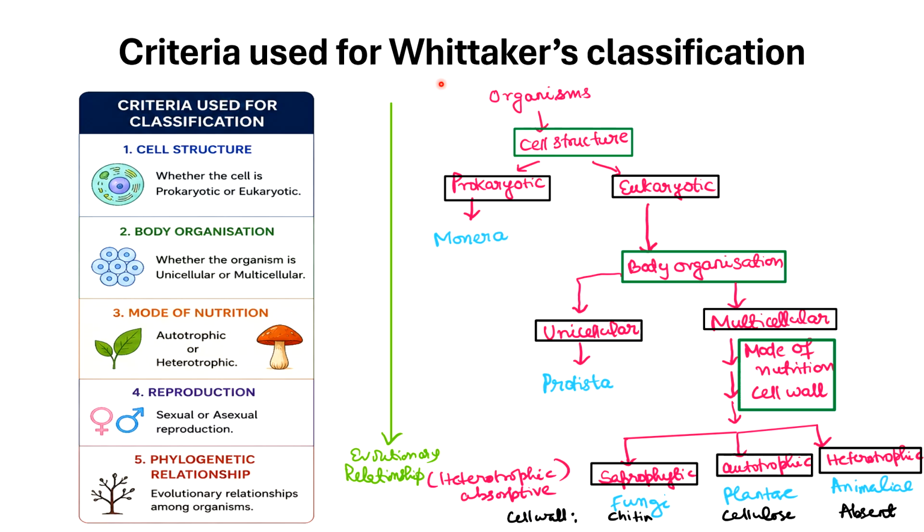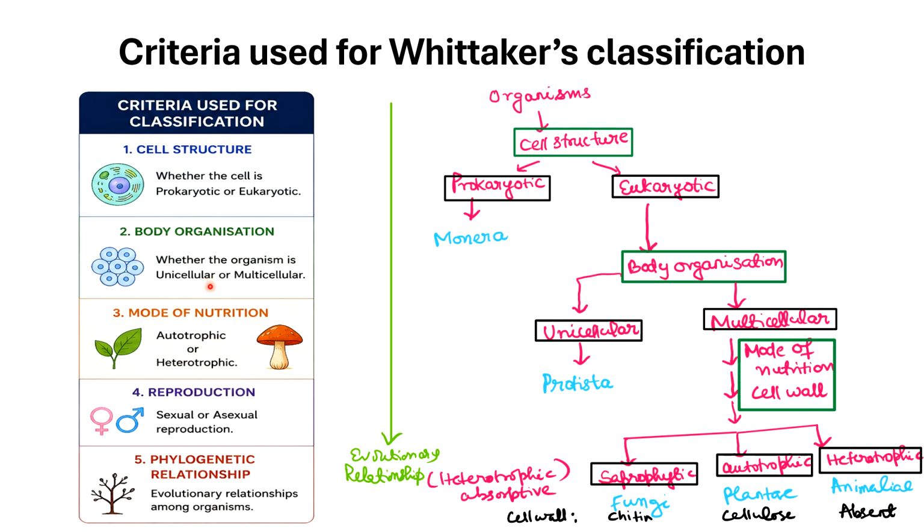I told you Whittaker used multiple criteria for his biological classification. Number one criteria he used was cell structure. He checked whether the organism is prokaryotic in nature or it is eukaryotic in nature. The eukaryotic organisms mean they have a true membrane-bound nucleus as well as membrane-bound organelles, while the prokaryotes lack them. Okay. Second point was body organization or thallus organization. What does it mean? It means whether the organism is single-celled or unicellular, or multiple cells are present in it.